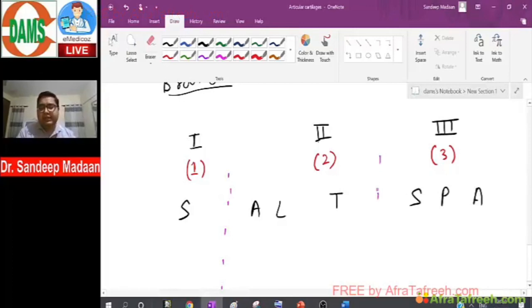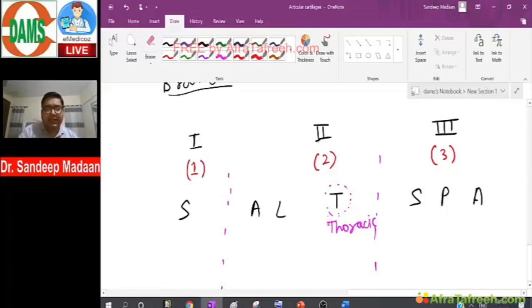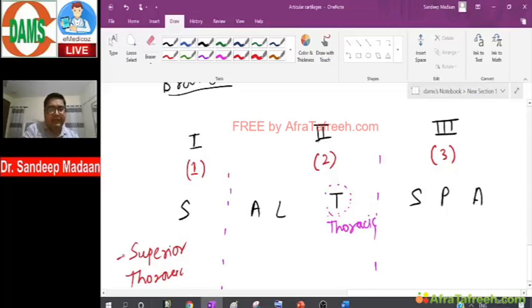First, let us draw these lines here. And this T means thoracic. This T is common for S, A and L, because it belongs to the word SALT. So it is common for S, A and L. How are we going to use it? S means superior. Add T. What is T? Thoracic. So the name of the artery is superior thoracic. Do you understand? What is A? A means acromio.